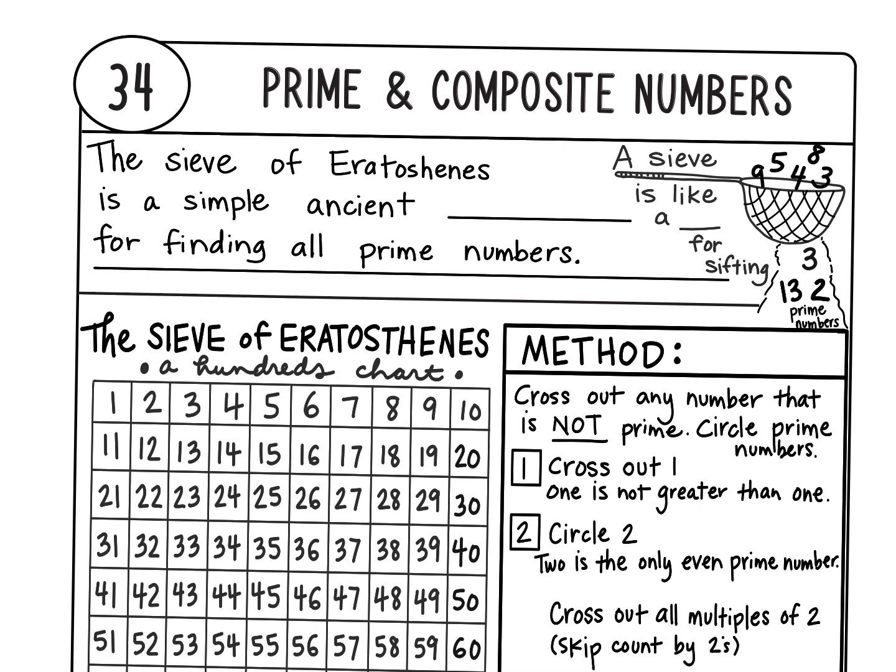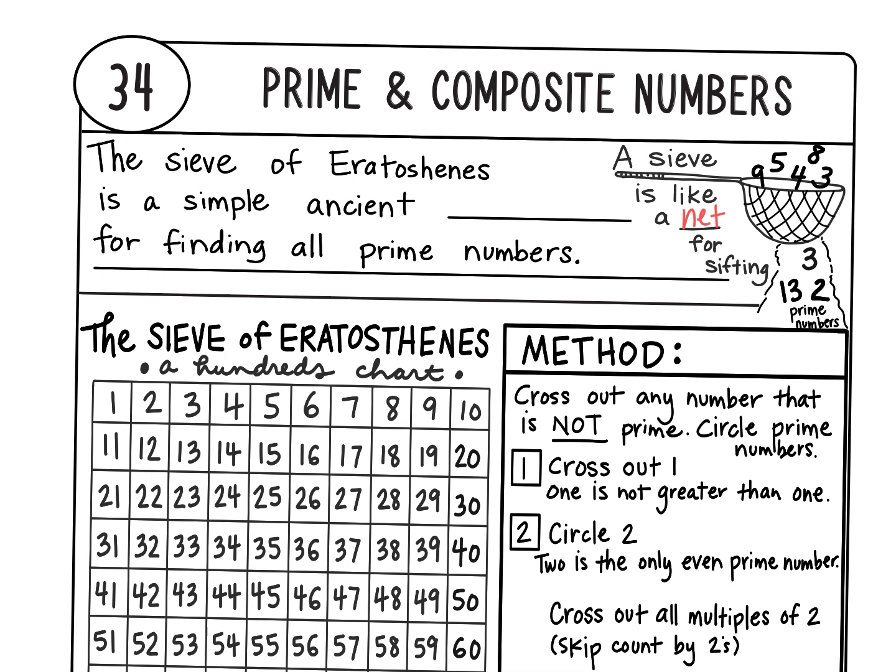Okay, see that little blank there by our diagram up in the top right? We're going to fill in that blank. I'm going to use red so it pops out. It's like a net for sifting.